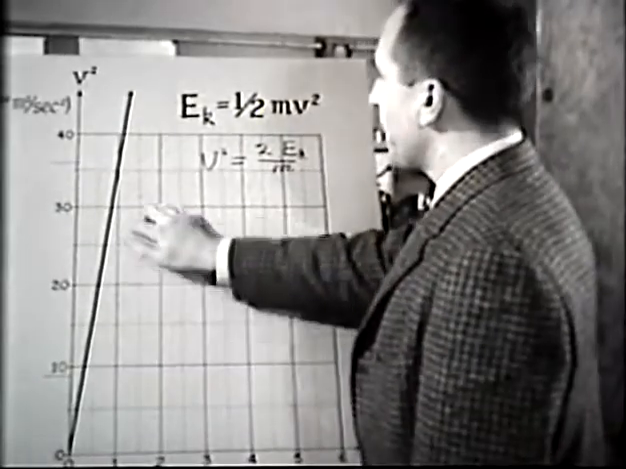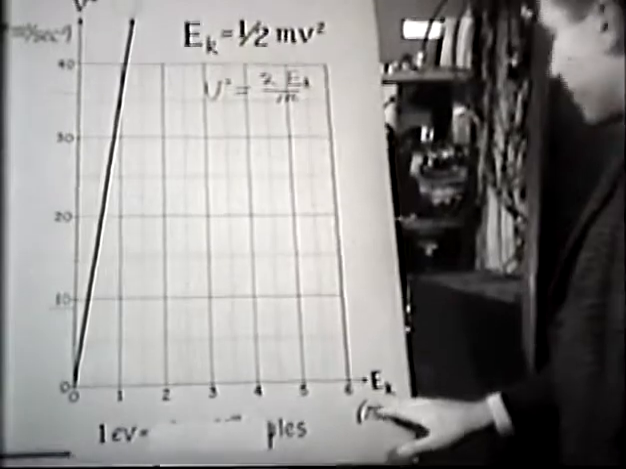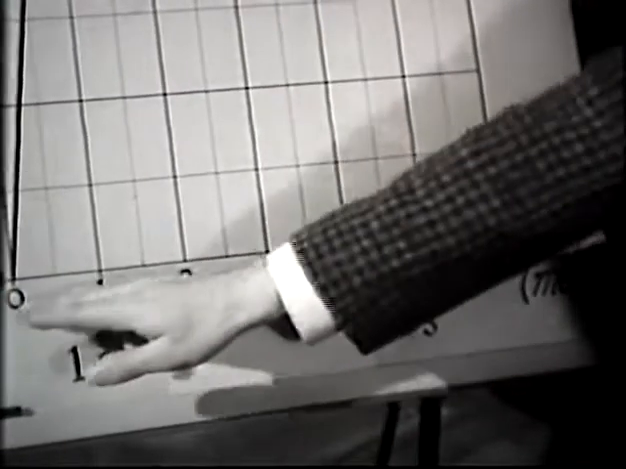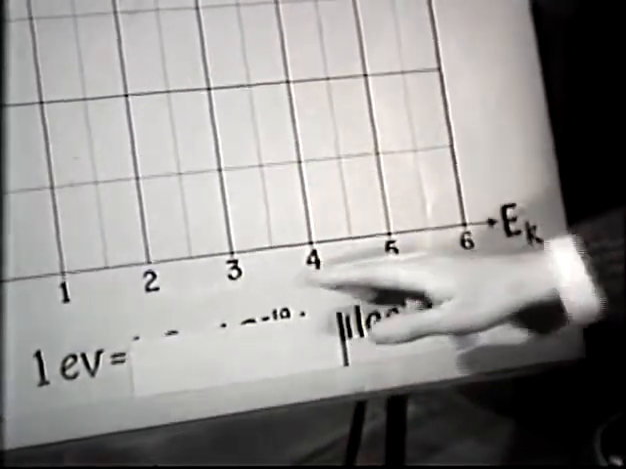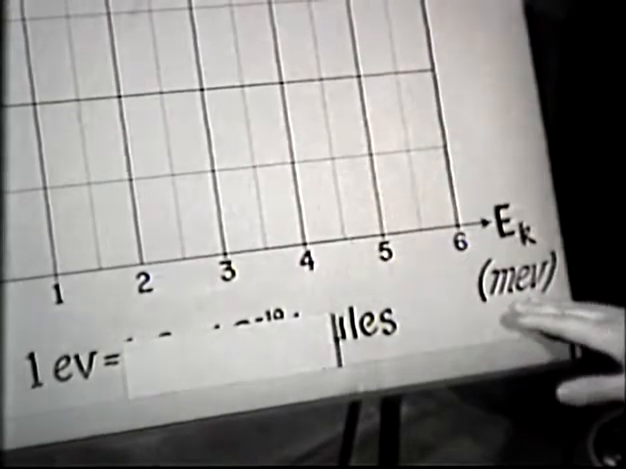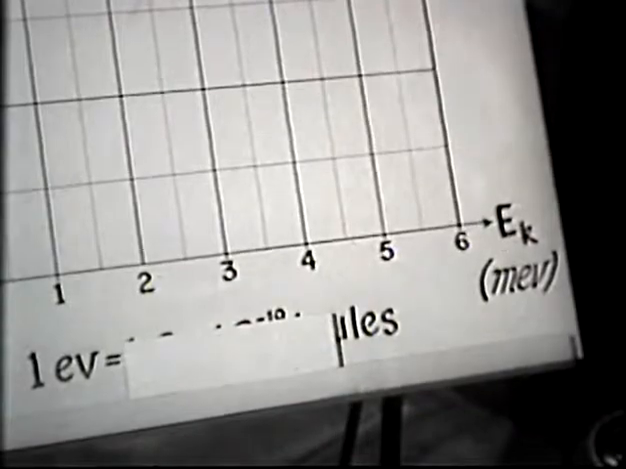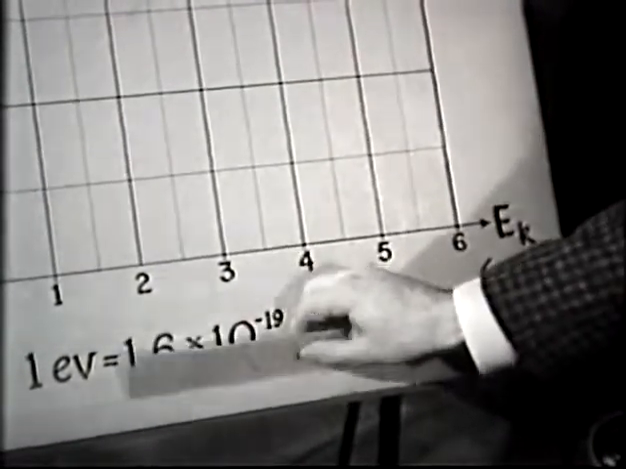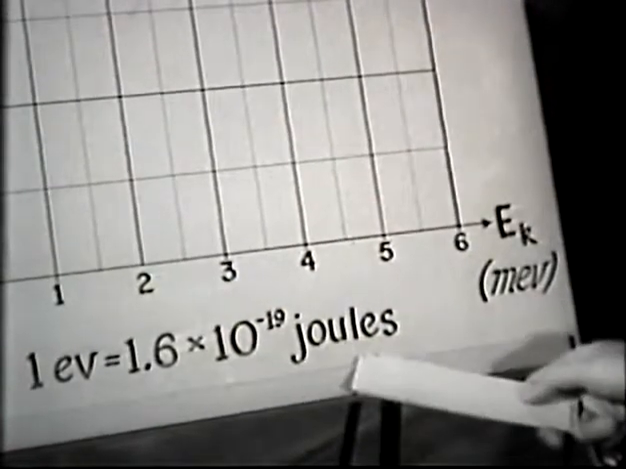This straight line represents velocity squared compared to kinetic energy. Because of the energies we have available in this laboratory, we have plotted kinetic energy along the horizontal axis in units of millions of electron volts. 1 electron volt is the energy gained by an electron going through a potential difference of 1 volt, or 1.6 times 10 to the minus 19 joules.